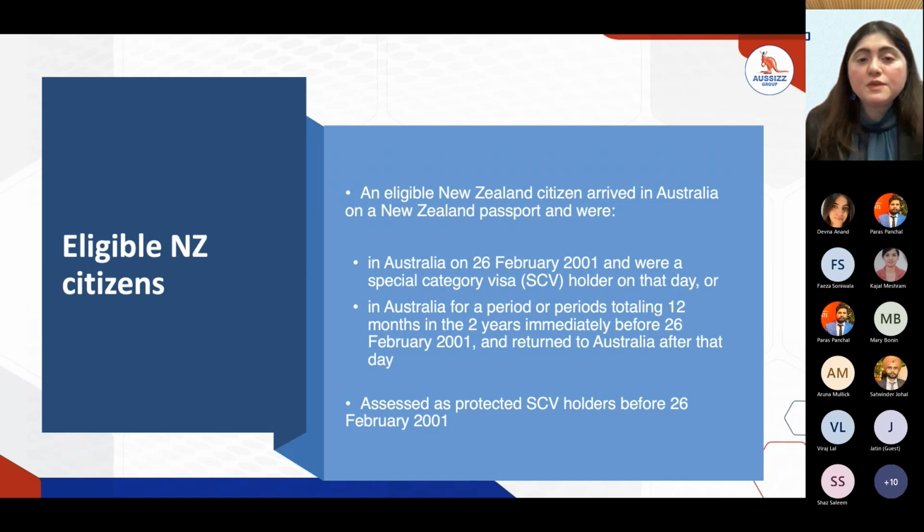Now, what is an eligible New Zealand citizen? The people who arrived in Australia on a New Zealand passport on 26th Feb 2001, or who were in Australia for a total period of 12 months in the last 2 years immediately before the 26th Feb 2021. So they are considered eligible New Zealand citizens. If you're not an eligible New Zealand citizen, then you have to be either a permanent resident or an Australian citizen to sponsor your parents.